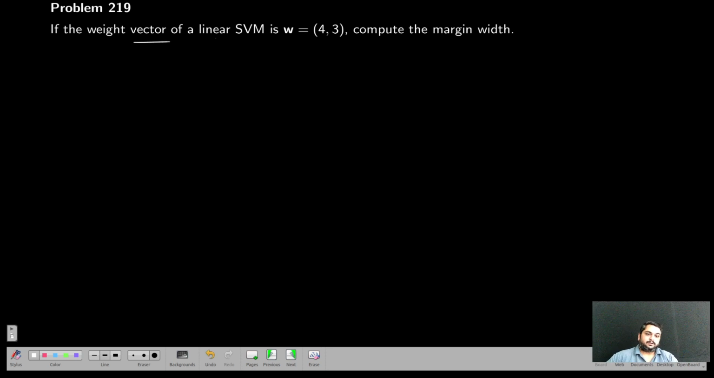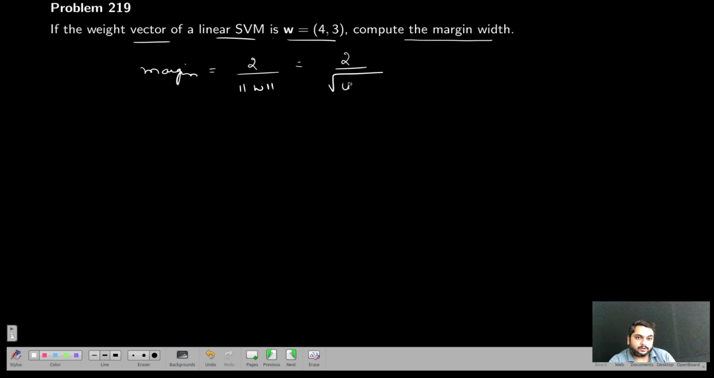If the weight vector of a linear SVM is W equal to 4, 3, compute the margin width. We already know margin is given in SVM as 2 divided by the length of this vector, that is 2 divided by square root of 4 square plus 3 square, that is 2 divided by square root of 16 plus 9, 25. Square root of 25 is 5. This is equal to 2 by 5, or 0.4.